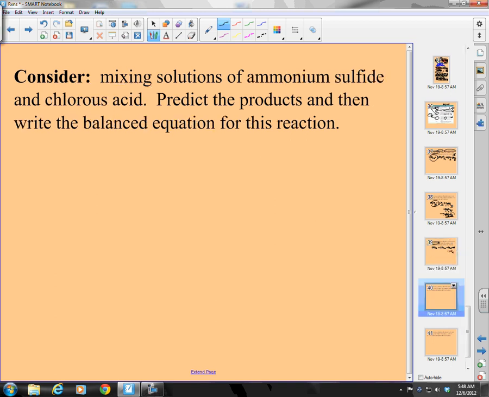All right, here, you guys do this one. So we're doing ammonium sulfide plus chlorous acid. Hey, I see acid. I see that these are AX and BY, so I know it's a double replacement. I notice that it's an acid and sulfide. Aha, it's going to be formation of a gas.